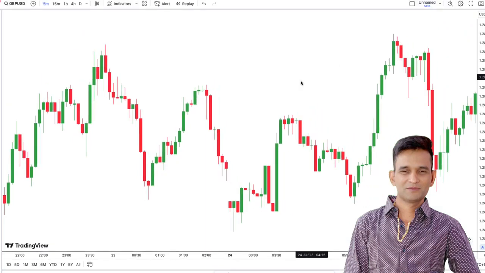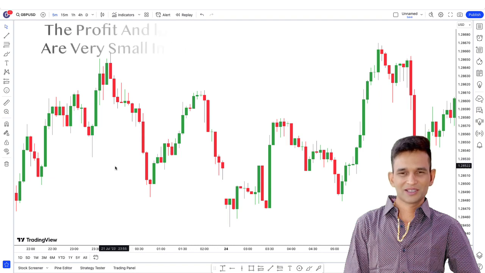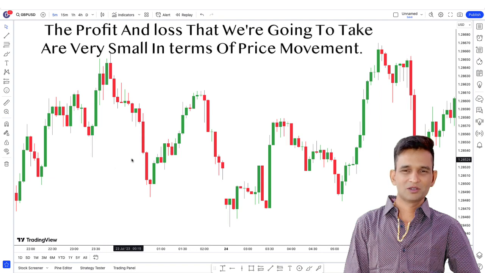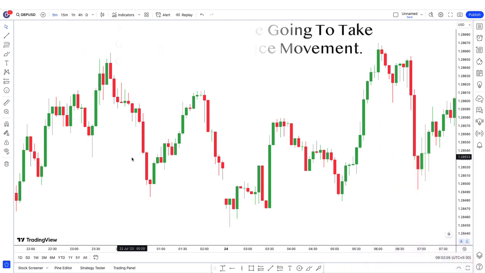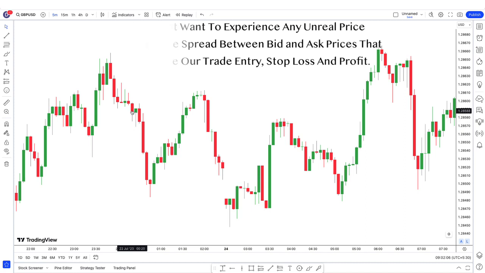The only requirement in terms of the asset or market is trading volume and liquidity, because this is a scalping strategy and the profit and loss that we're going to take are very small in terms of price movement. So we don't want to experience any unreal price gap or large spread between bid and ask prices that can damage our trade entry, stop loss, and profit.